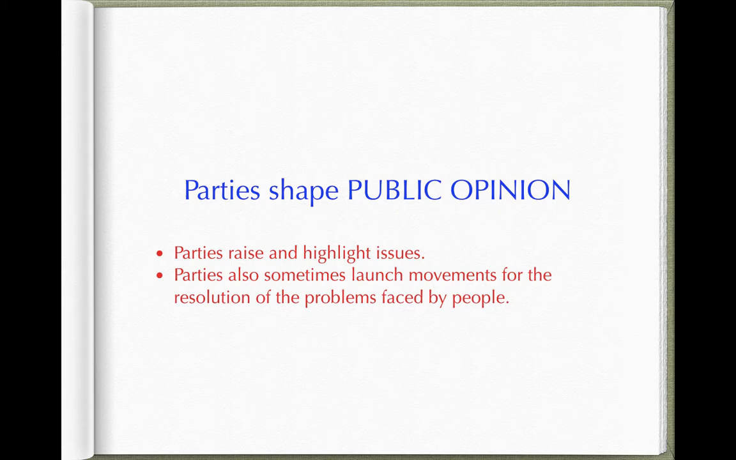Now the next function of political party is that parties shape public opinion. Okay, so parties can shape public opinion, that means the opinion of the local people or the common people. Now, parties raise and highlight different issues. We are well aware of it, right? So every political party, whether it is the ruling party or the opposition party, raises and highlights the different issues of people. Okay, there are lakhs of members of political parties.